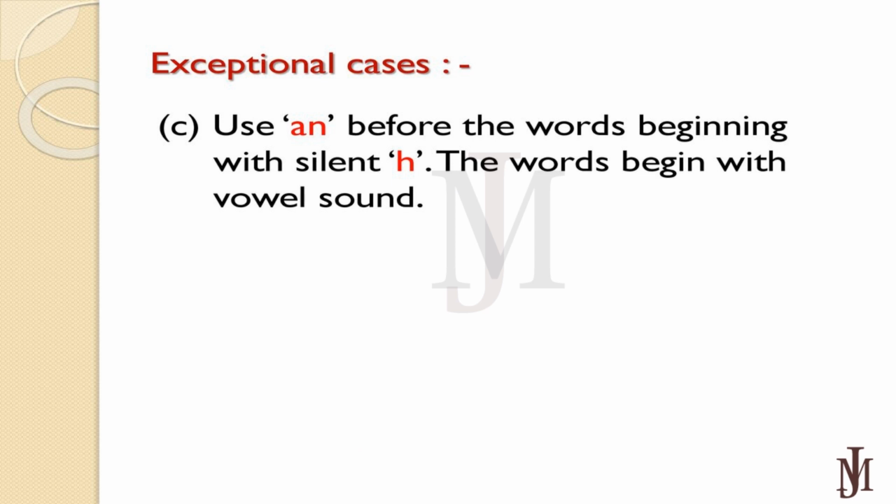C. Use an before the words beginning with silent h. There are some examples. Here the spellings have h at the start, but the h is silent. We don't say "hour" or "honest man" with an h sound. We say "our" and "onest man". Thus the words begin with vowel sound. So we say an hour, an honest man.